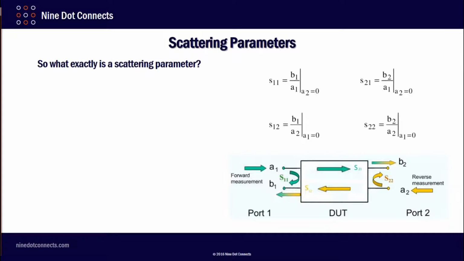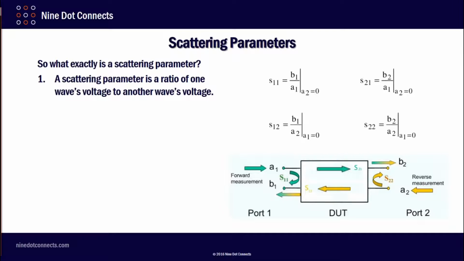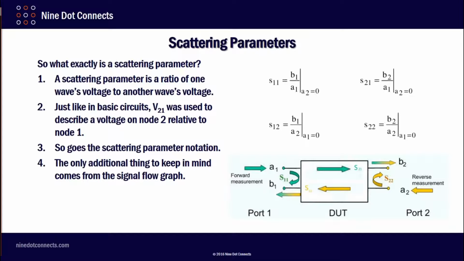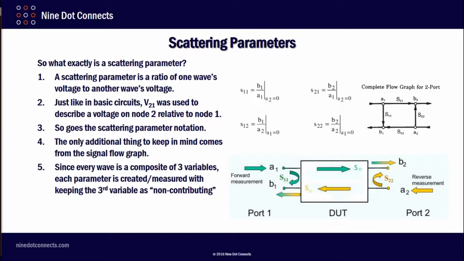So what exactly is a scattering parameter? A scattering parameter is a ratio of one voltage to another wave's voltage. Just like in basic circuits where we learned V21 was used to describe a voltage on node 2 relative to node 1, so goes the scattering parameter notation. The only thing to keep in mind comes from the signal flow graph that we showed earlier. You need to keep in mind every wave is a composite of 3 different variables. Each parameter is created / measured with keeping the third variable as non-contributing.